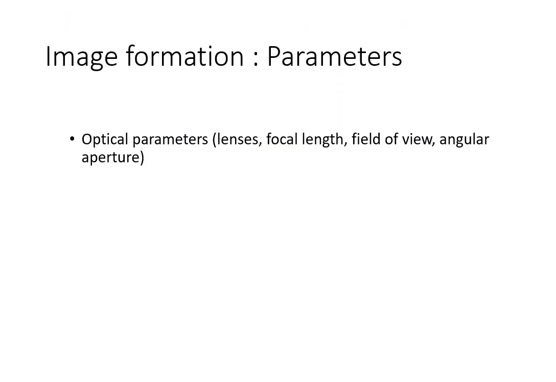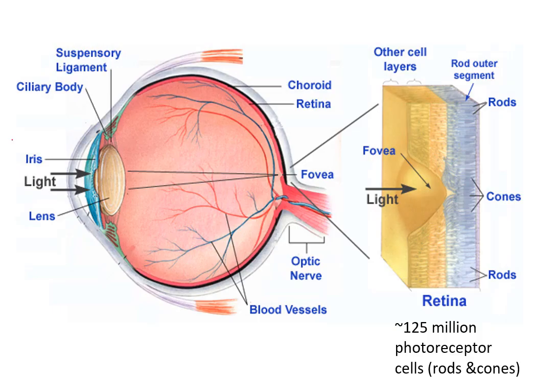In this video, we present the optical parameters for image formation: lens, focal length, field of view, angular aperture. The human eye is the vision organ and the reference for any vision system.